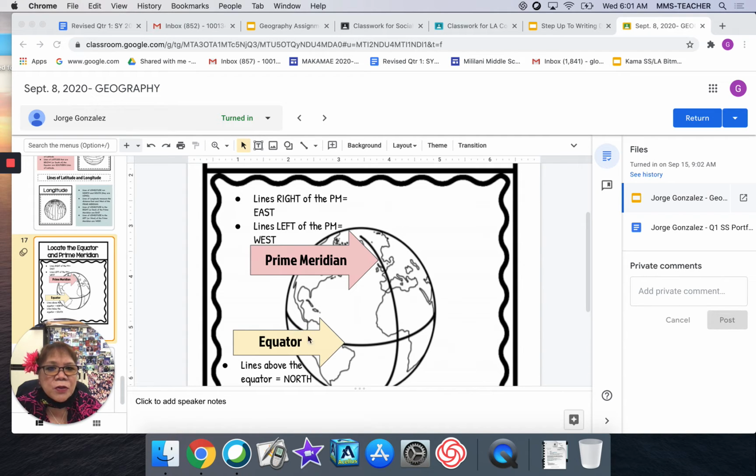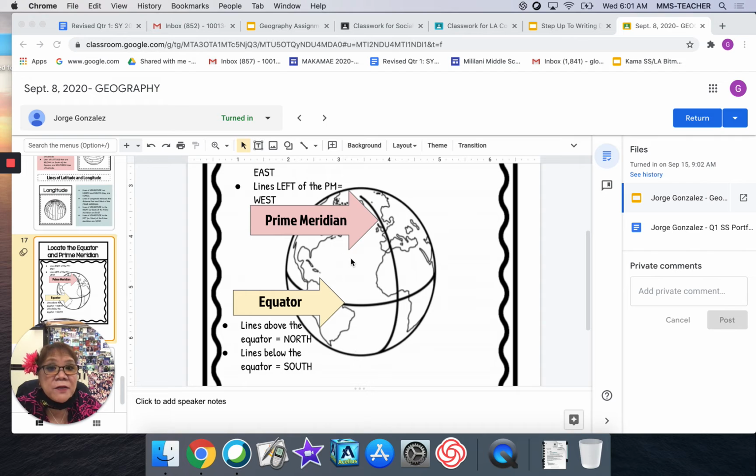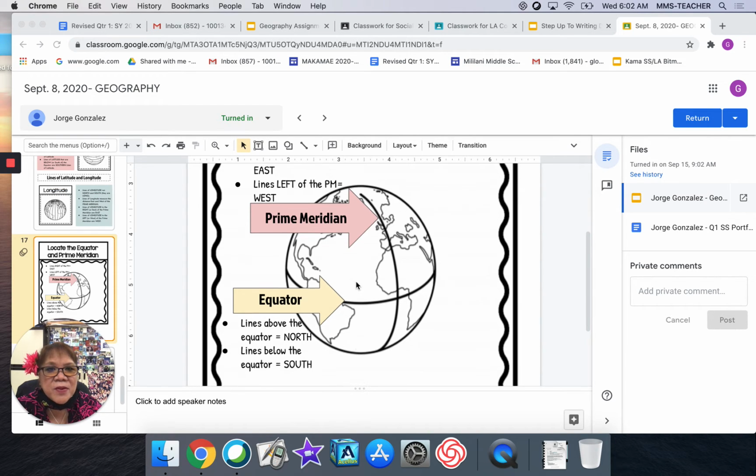Now the Earth has also the equator, which is 0 degrees latitude. And that's the lines that go round and round. So any lines above the equator is north latitude. Any lines below the equator is south latitude. Okay? So when it comes to equator, above the equator line is north latitude. Below the equator line is south latitude. If I'm talking about prime meridian, anything to the right of 0 degrees longitude is east. Anything to the left is west. Okay, make sure you remember that.